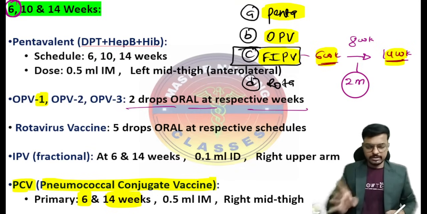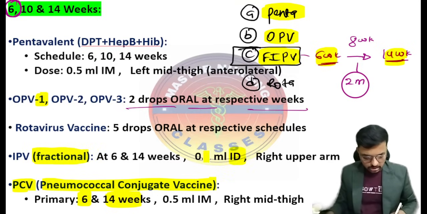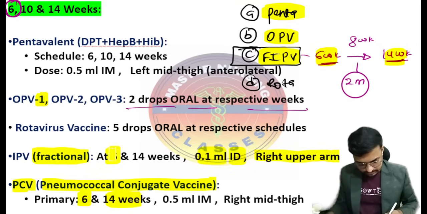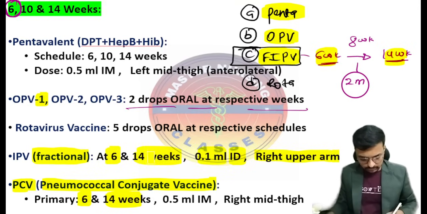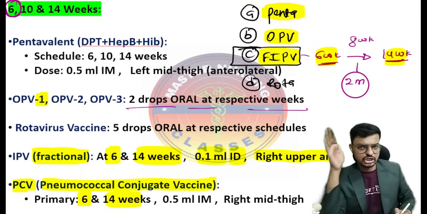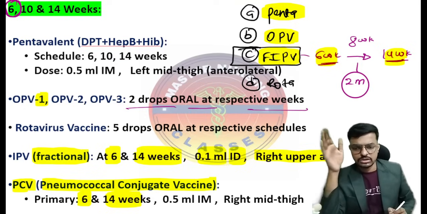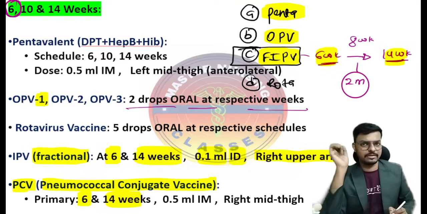Okay, so IPV, the fractional IPV we are giving now. That's the intradermal route, the 0.1 ml at the right upper arm. The first dose will be at 6 weeks and the second dose at 14 weeks. And in the intensified Mission Indradhanush 5.0, a third dose of the fractional IPV was added.